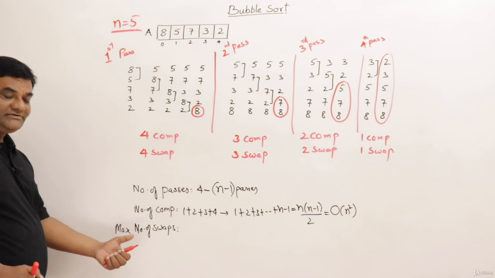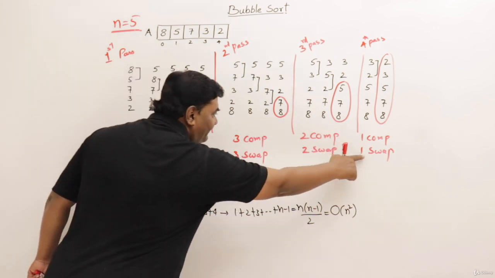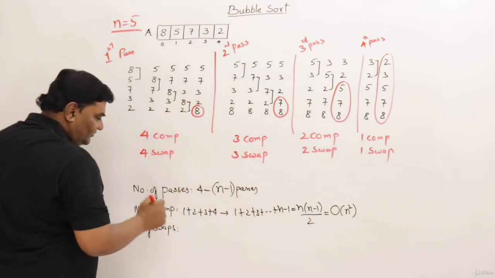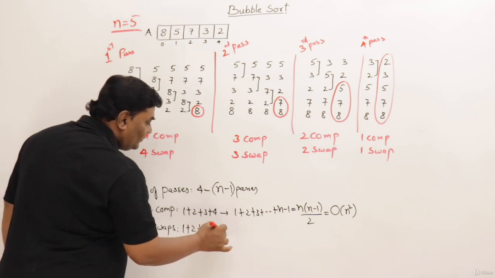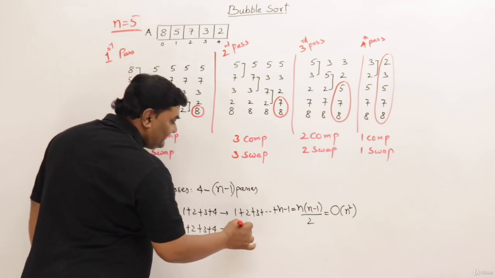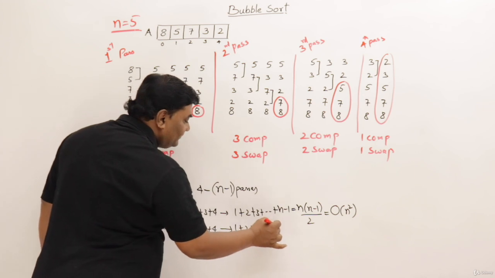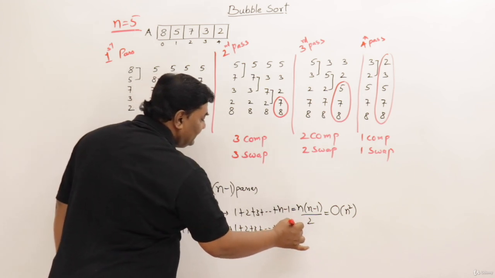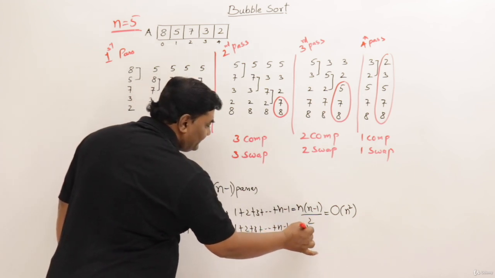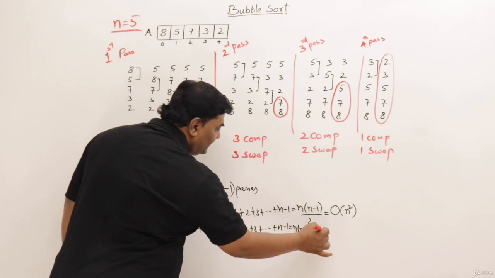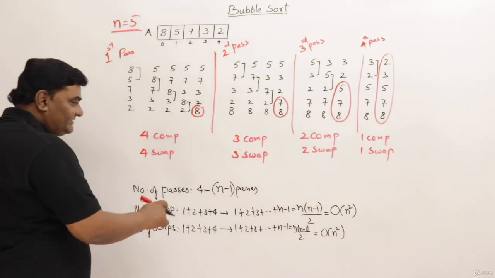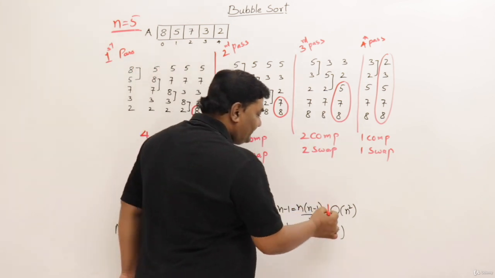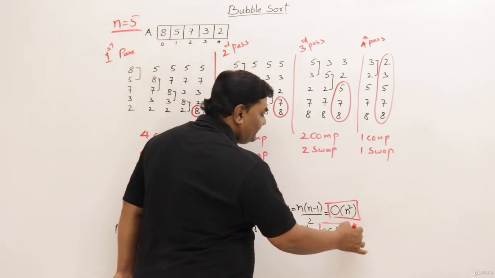So maximum how many swaps are there? Again from there, if I count 1 plus 2 plus 3 plus 4. For n elements, 1 plus 2 plus 3 goes on to n minus 1. Then this is also n into n minus 1 by 2. So this is also order of n square. See, the number of comparisons is also n square. The number of swaps is also n square.